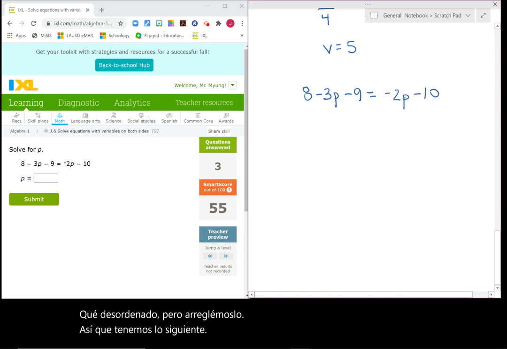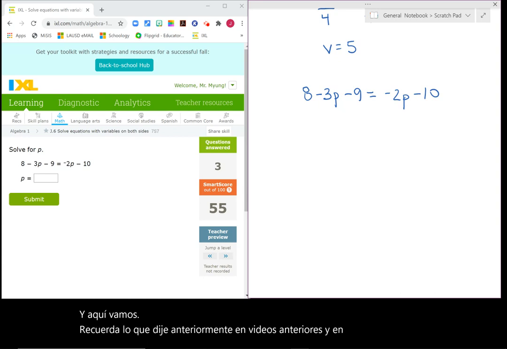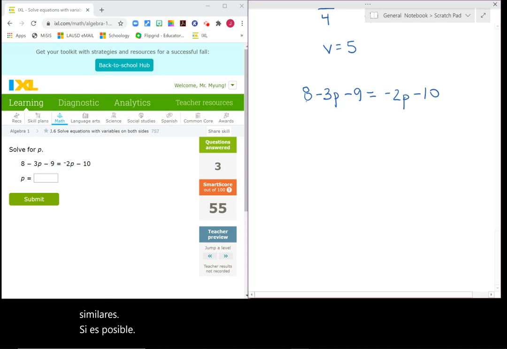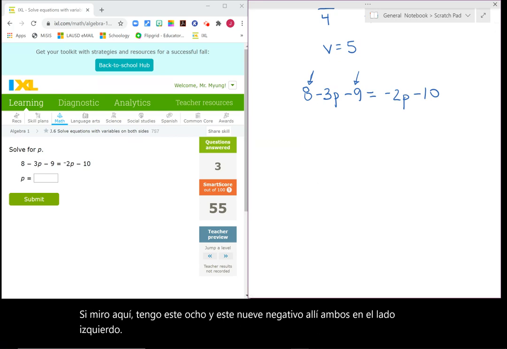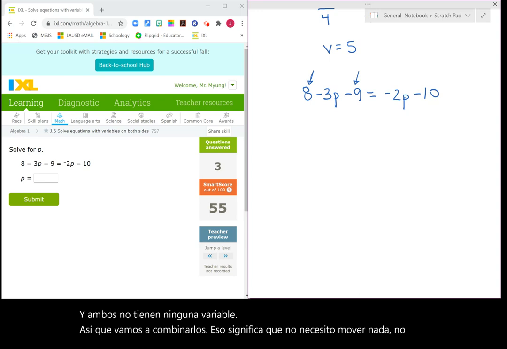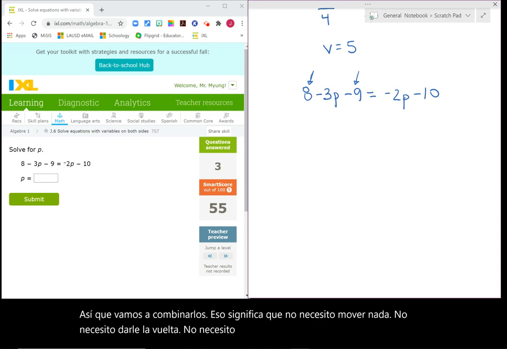and here we go. Remember what I said earlier in previous videos and in this one. If you see your two different sides, the first thing you need to do is combine like terms if possible. If I look here, I have this 8 and this negative 9, they're both on the left side, and they both have no variable. So let's combine those. That means I don't need to move anything. I don't need to flip it. I don't need to do its opposite. I'm just going to put them together.